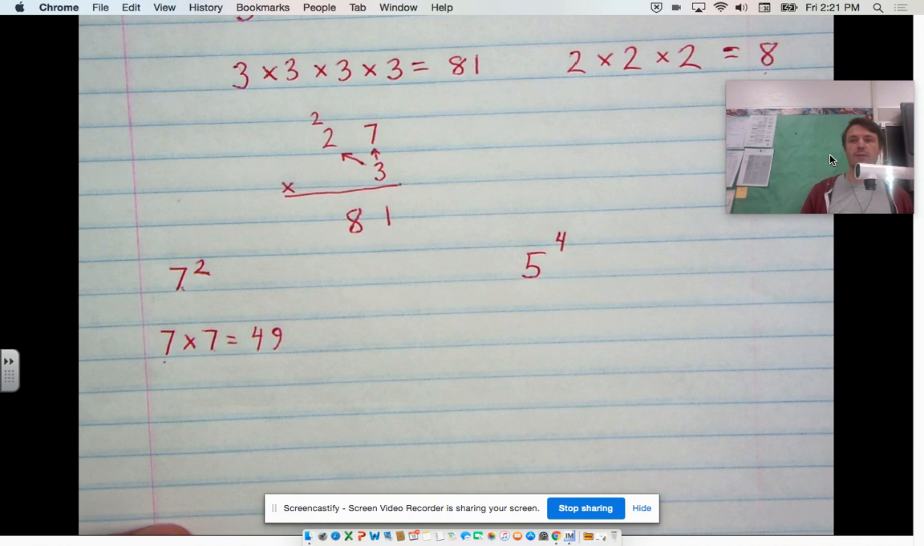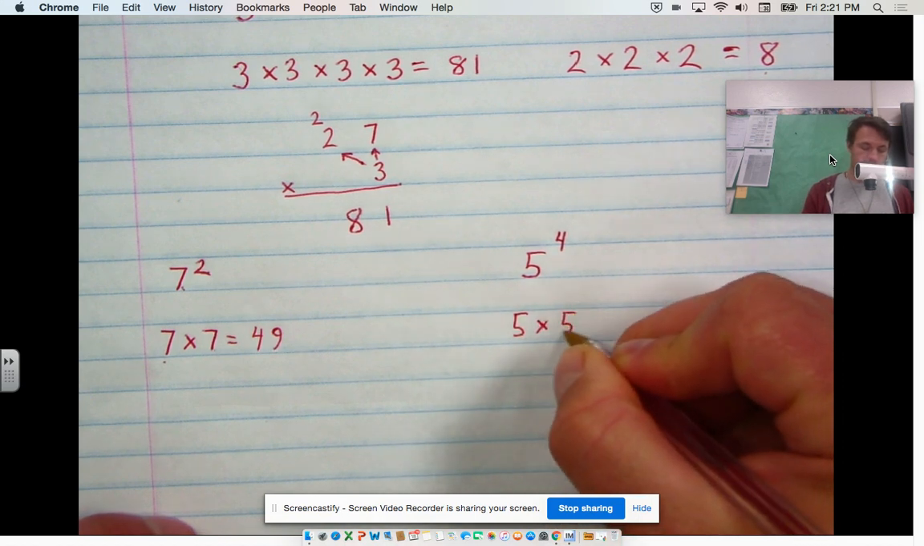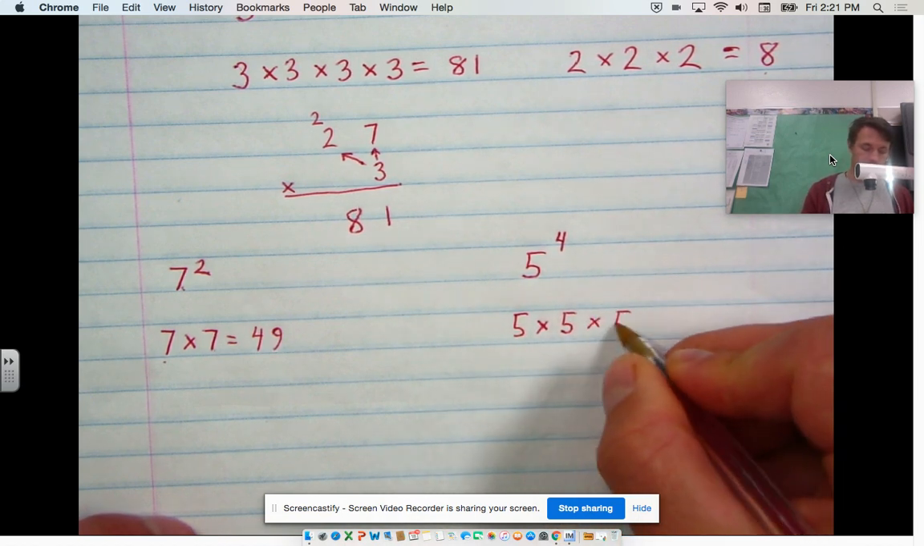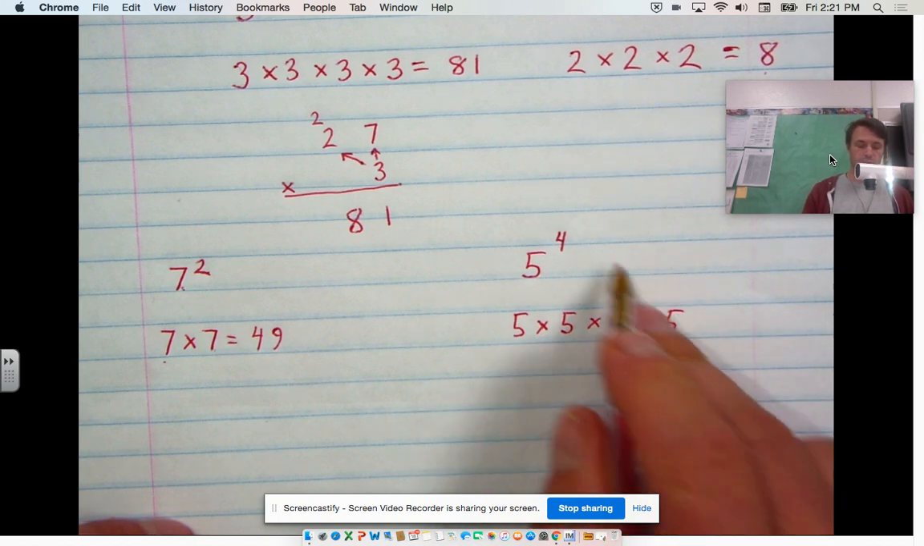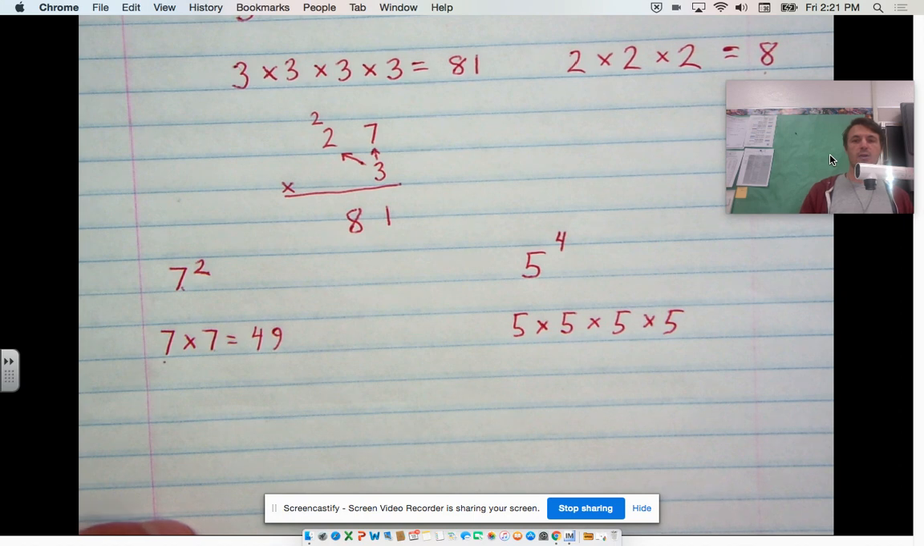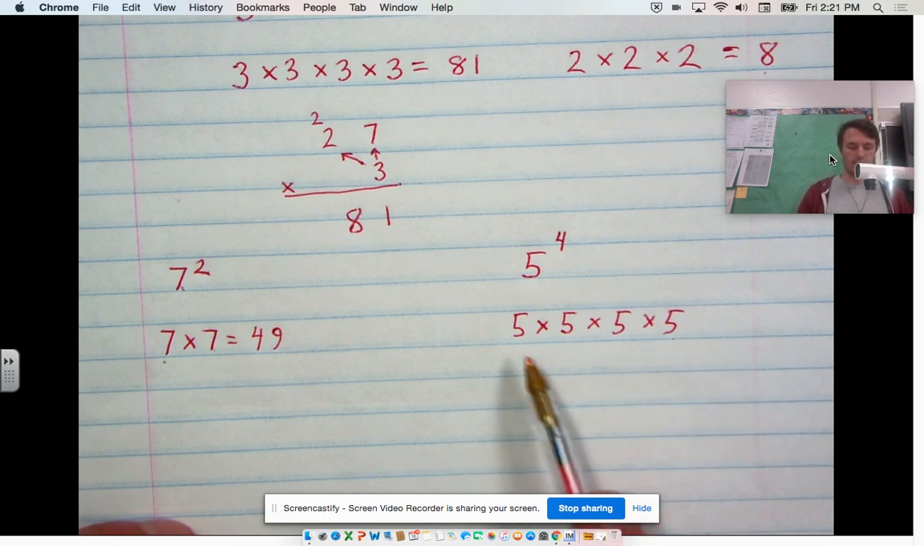What does 5 raised to the fourth power mean? It doesn't mean 5 times 4. It means 5 times 5 times 5 times 5. See how there's 4 5s? Because it's raised to the fourth power. 5 to the fourth power means 5 is used as a factor 4 times, or 5 is multiplied by itself 4 times. 5 times 5 times 5 times 5.